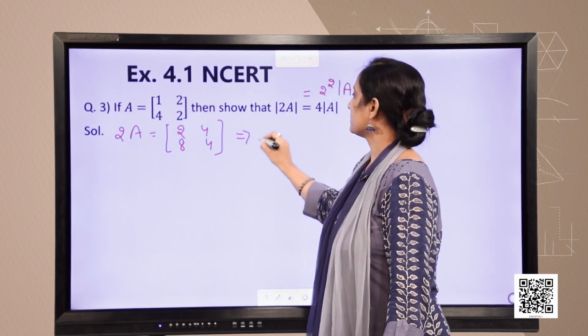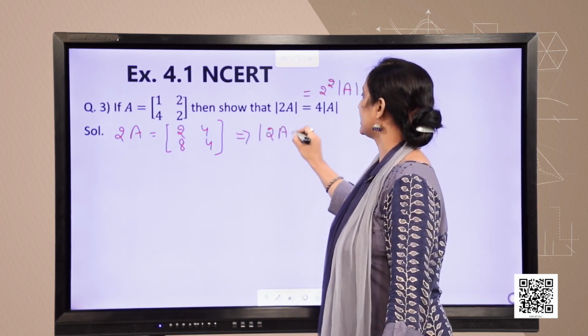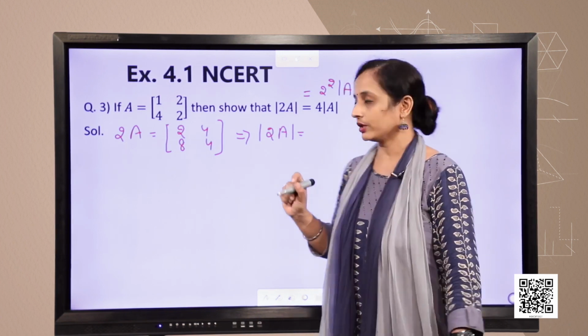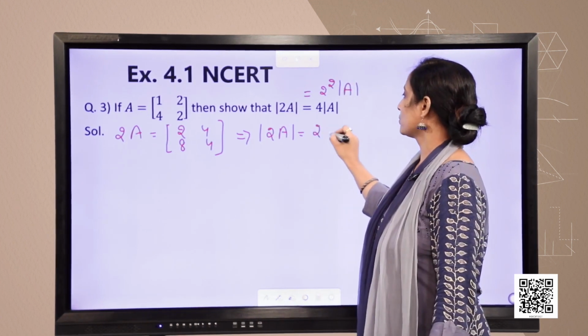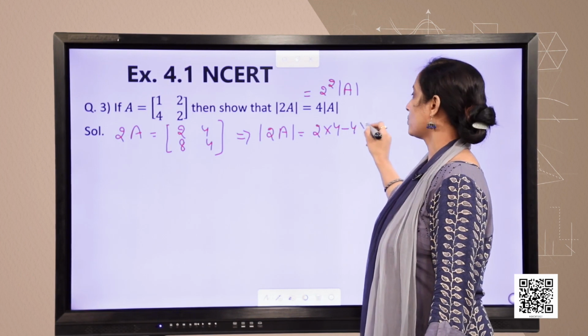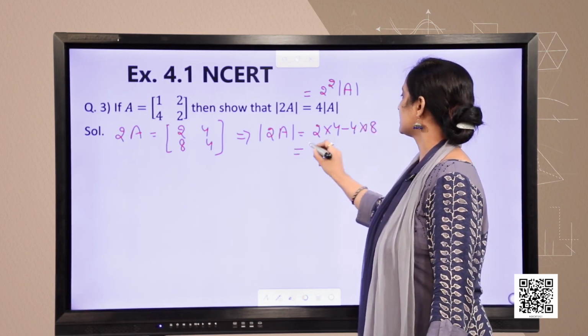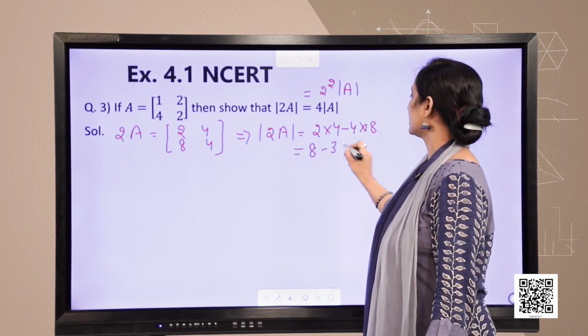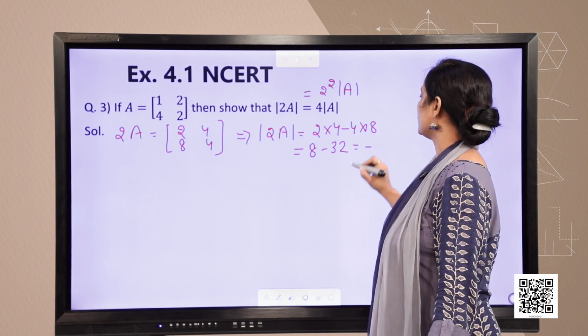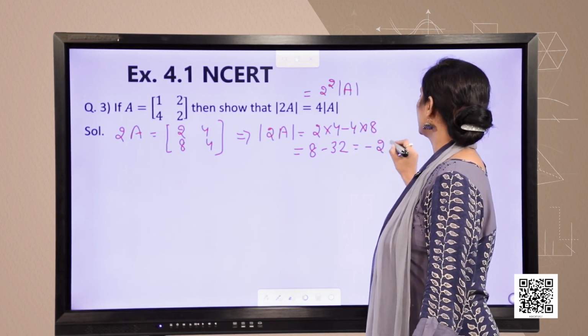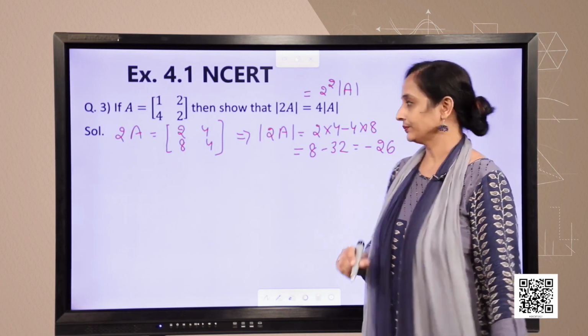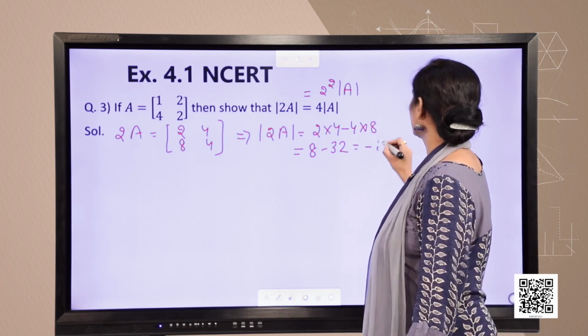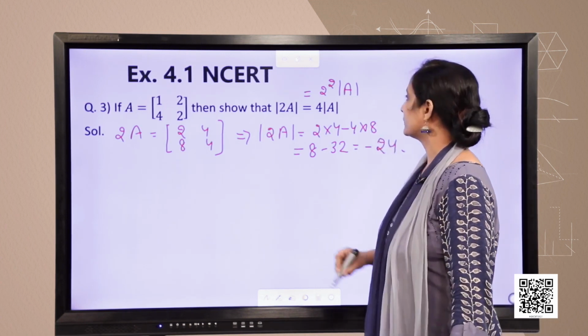Then you can simplify this further by taking its determinant of 2A. This is 2 into 4 minus 4 into 8. This is 8 minus 32. So this is giving you minus 24.